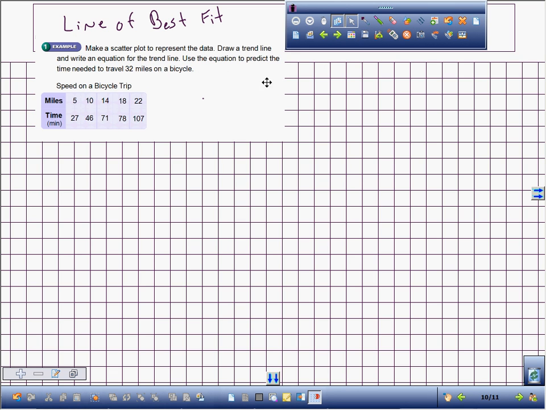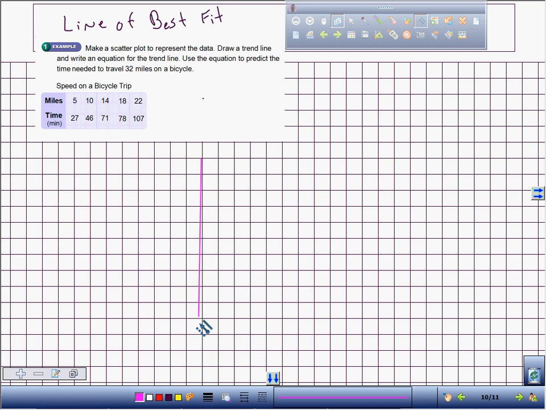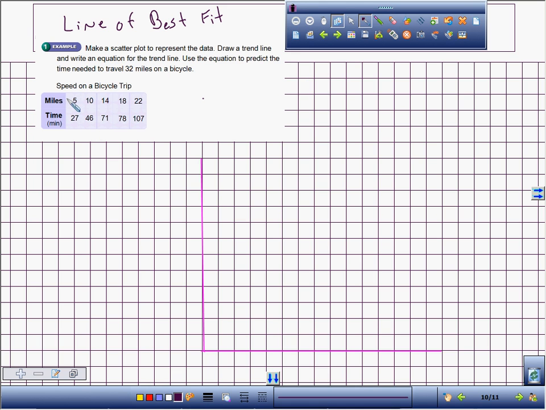So what you should first do is make a little graph. And I'm going to take my straight line tool and draw a grid as best as I can, like that. Maybe and like this over here. Which one do you think should be on the x-axis? Which one do you think should be on the y-axis? I'm going to graph these points. Times and miles.